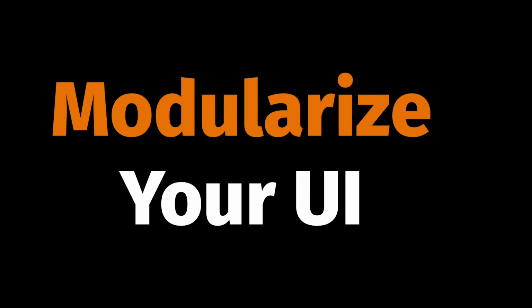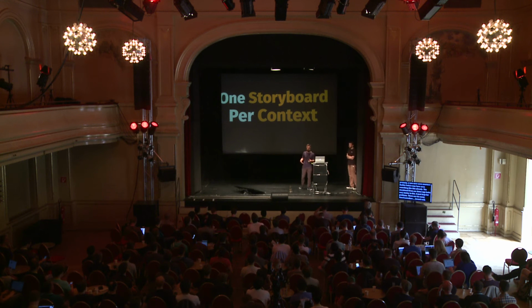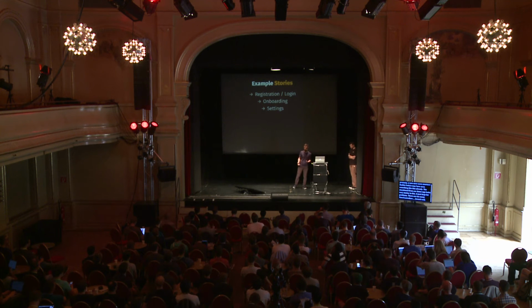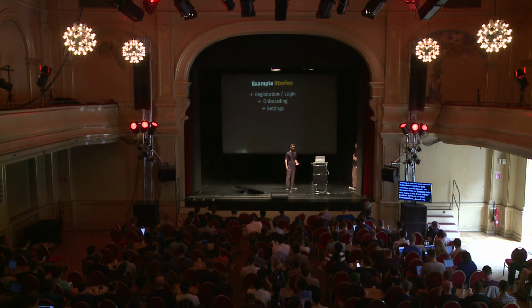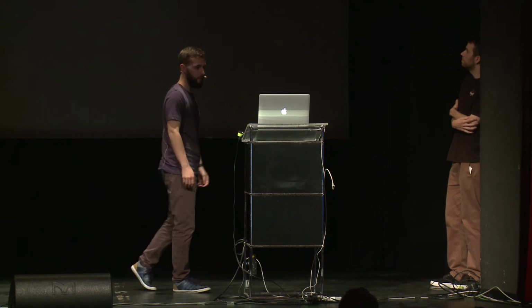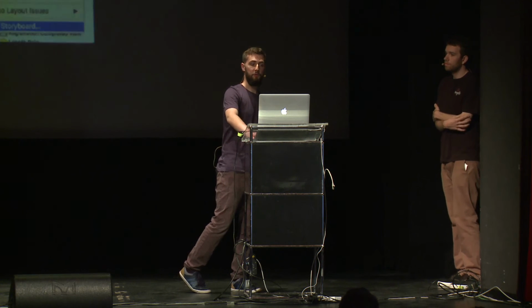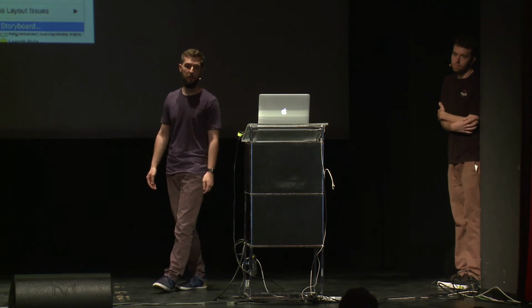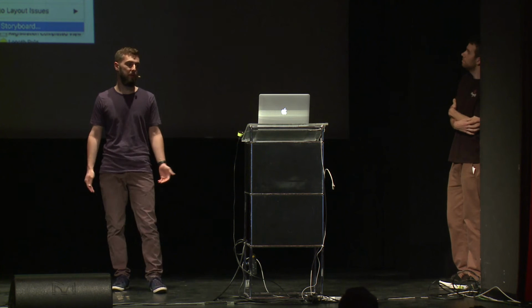You can modularize your UI and refactor your storyboards so that you have one storyboard per context and keep your storyboards small and isolated, just like you do with your classes in code. Some examples for this would be you could create a storyboard that contains all the view controllers that have something to do with your onboarding process, or you could create another storyboard that has all the view controllers with your settings in it. And luckily, refactoring storyboards is really easy because there's support in Xcode for that.